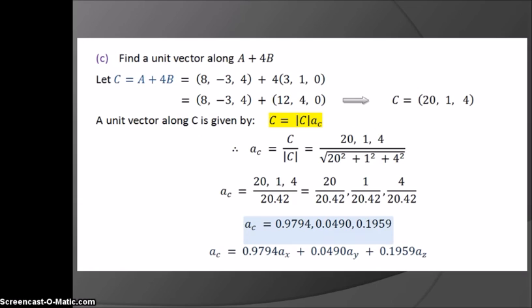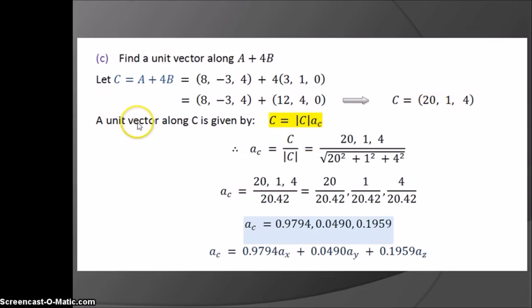To find the unit vector along a plus 4b, we'll just say let a plus 4b equal c, and we perform the summation of a plus 4b by first multiplying 4 and b to get 12, 4, 0. Then we add 8 plus 12, 20, -3 plus 1 is 1, 4 plus 0 is 4.